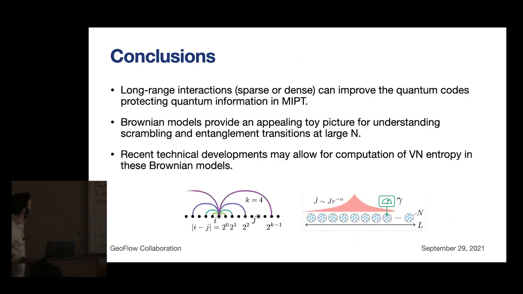Okay, well, let me conclude quickly. The points I wanted to make here are that long interactions, sparse or dense, can improve the quantum codes that we get in this measurement induced phase transition context. And also that these Brownian models give us some nice toy pictures that can provide us some mileage and give us analytical results. In particular, I'm really excited about pushing this towards potentially a von Neumann entropy calculation.